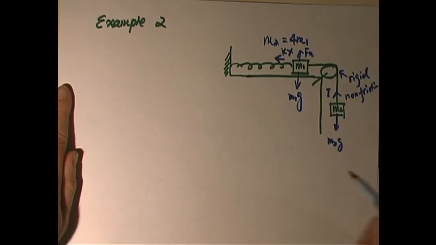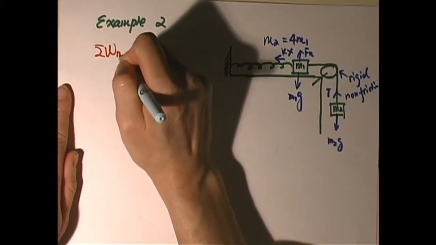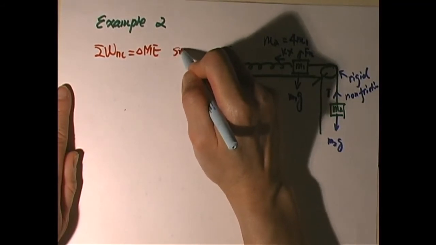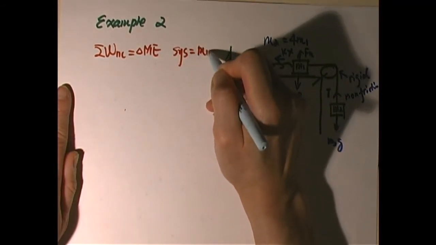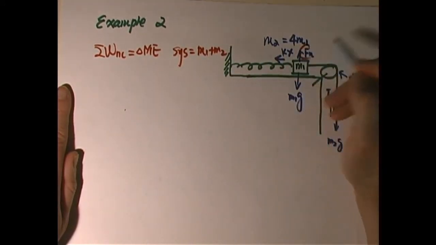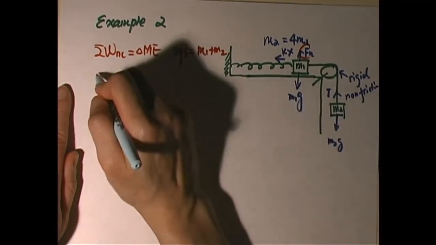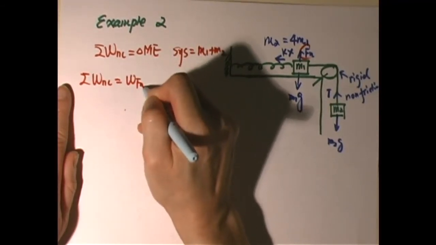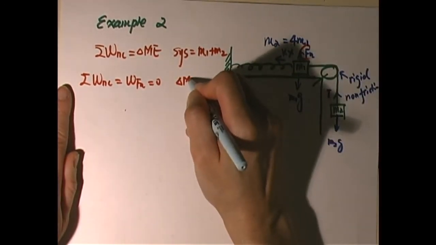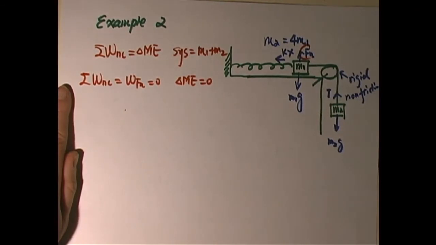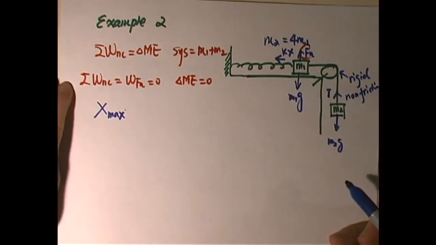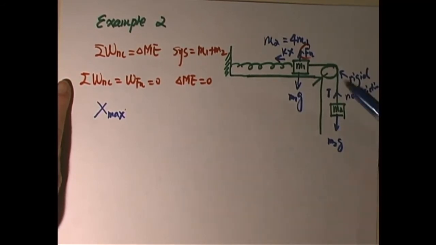So knowing that, we're going to use sigma W non-conservative equals delta ME, and also we define our system as M1 plus M2. By doing so, the non-conservative force in this case is Fn alone, so the work done by the non-conservative force, sigma, ends up being the work done by Fn alone, equal to 0. So our mechanical energy change is 0. That means mechanical energy is conserved. When we think about the maximum x, which is the maximum stretch, both blocks stop, because if both blocks continue to move, the spring will be stretched more.